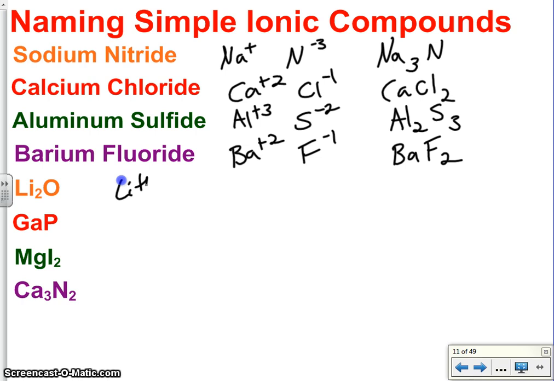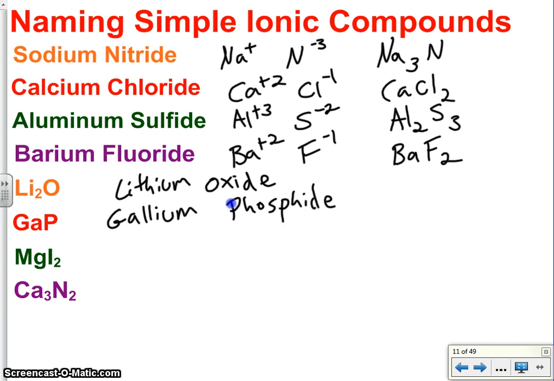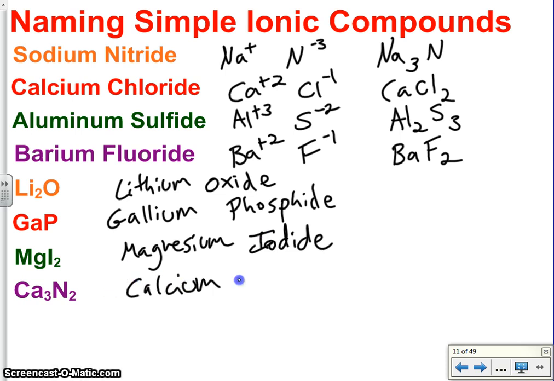Let's try naming them. Li2O. Li is lithium, so I'm just going to name my metal lithium. O is oxygen, so I change the ending to oxide. GaP. Ga is gallium, so I'm just going to name gallium. P is phosphorus, so I'm going to change my ending to phosphide. Magnesium and iodine make, oops, sorry, let me try that again. There we go, magnesium iodide, and Ca3N2 is calcium nitride.